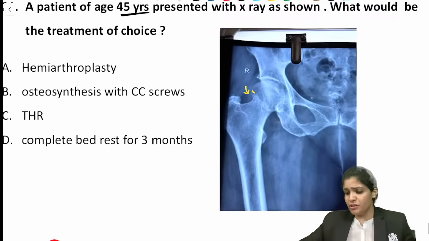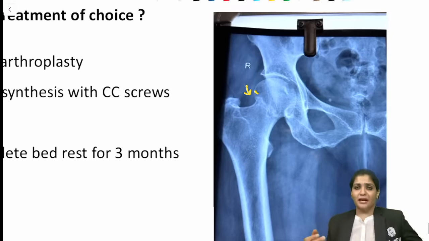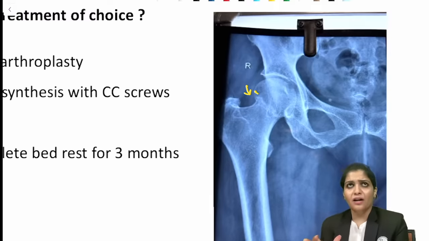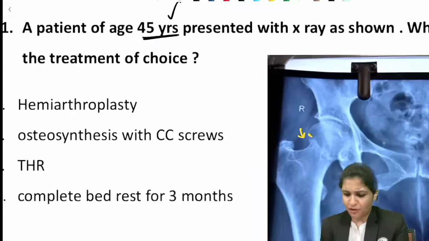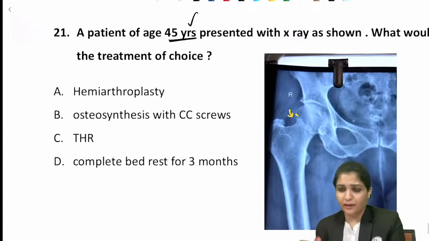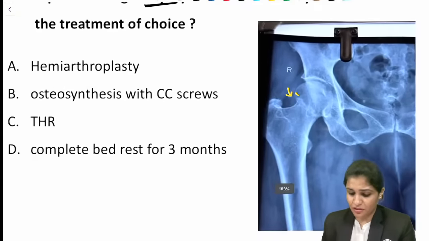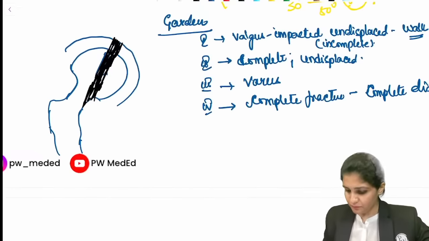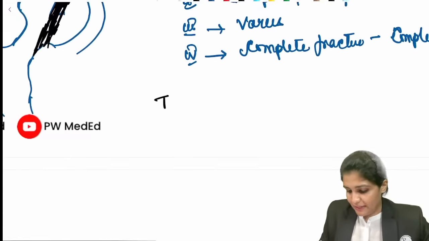So here, I think it is the valgus impacted fracture. This is a patient of around 45 years, and she has come walking. She was walking on this fracture. So the treatment of this particular fracture, the treatment of IC, would be?